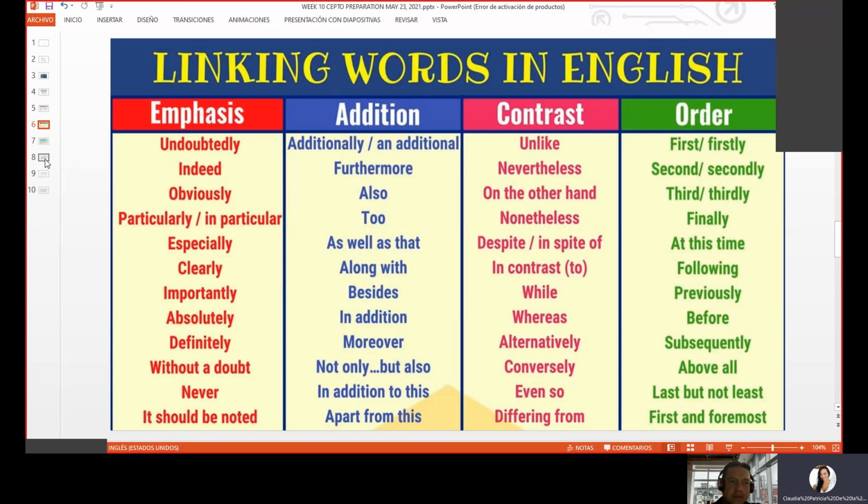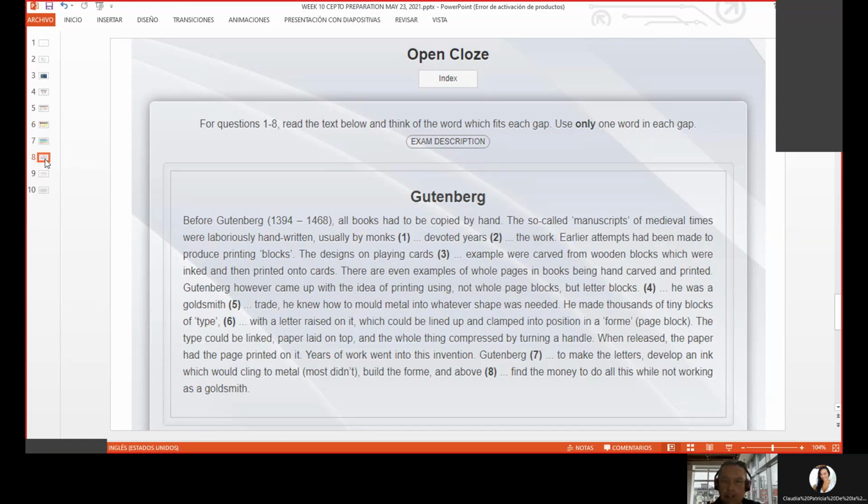All right, let's do the activity. We're going to do three open cloze activities, and we'll do the first one together. Then I'll let you do the other ones on your own. I'll give you 8 minutes to do them. So go ahead and read out loud. Let's do it together. Number one.